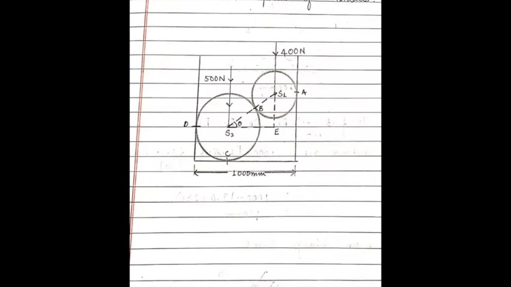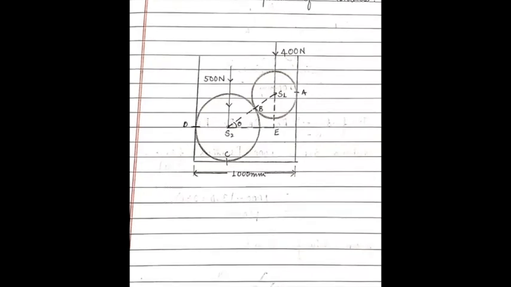You can take down the figure first. Find the reactions at all the contact surfaces. Take down the figure clearly. See, it is a notch. Inside the notch, two spheres are given. For sphere 1, S1, the weight is 400 Newton and the radius is 350 mm. For the second sphere, S2, the weight is 500 Newton and the radius is 250 mm. The length of the notch is given as 1000 mm.